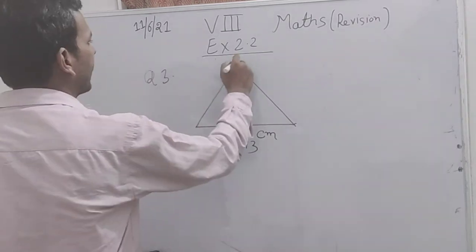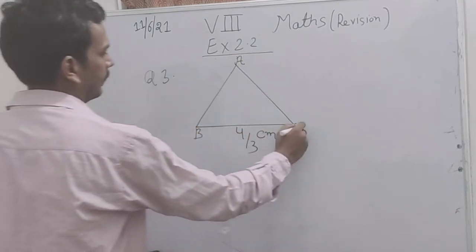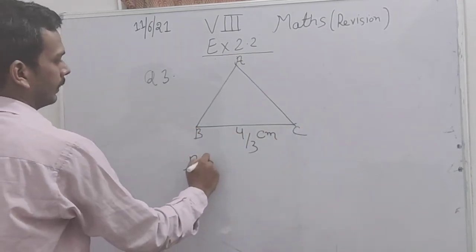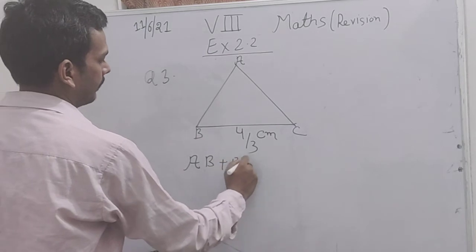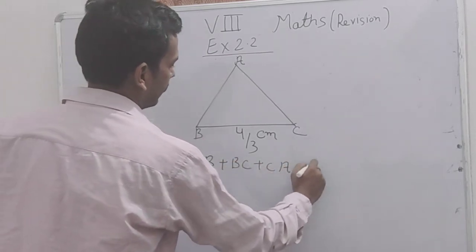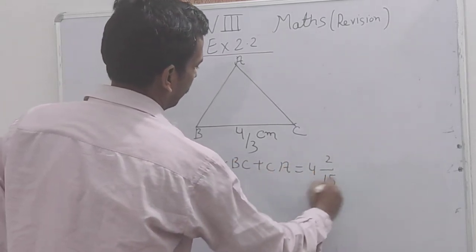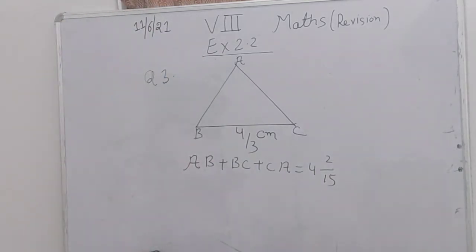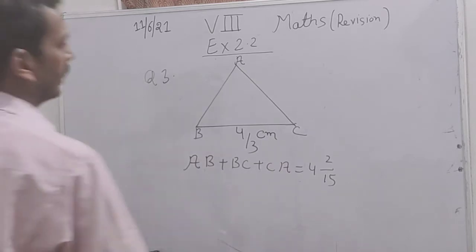So you know, what is the meaning of the perimeter? Perimeter means the sum of all sides. So AB plus BC plus CA is 4 whole 2 upon 15. What is the length of either of the remaining equal sides?